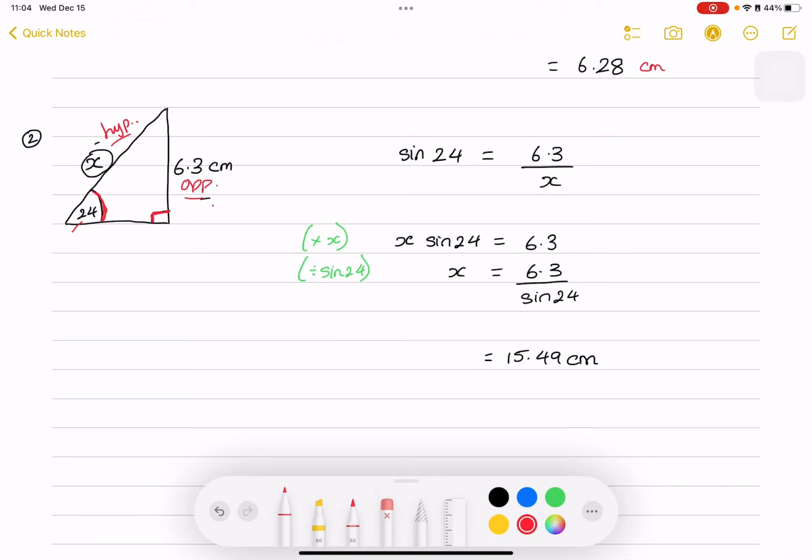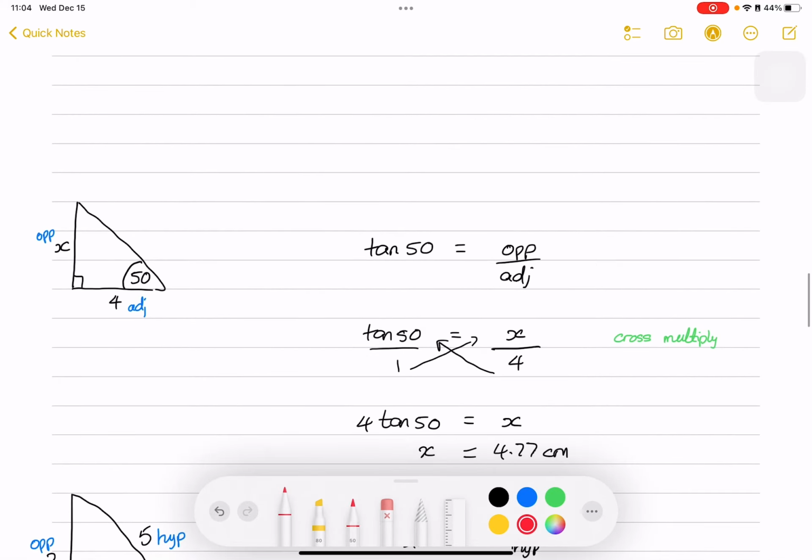Okay, and now we need to remove the sine 24 from the x side because we need x alone. So we need to divide by sine 24 on both sides. By doing this, we get x is equal to 6.3 divided by sine 24. Again, all you have to do is put this into your calculator and you are going to end up with 15.49 centimeters, and that will be your hypotenuse.